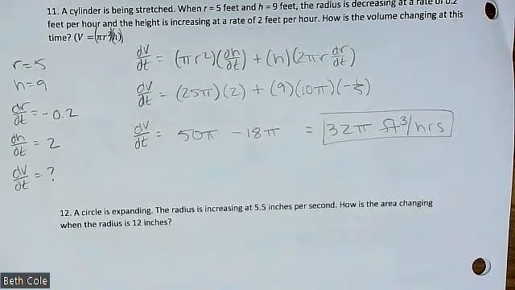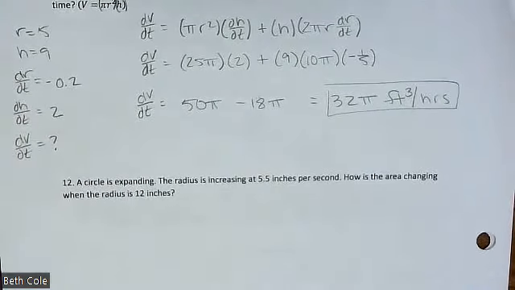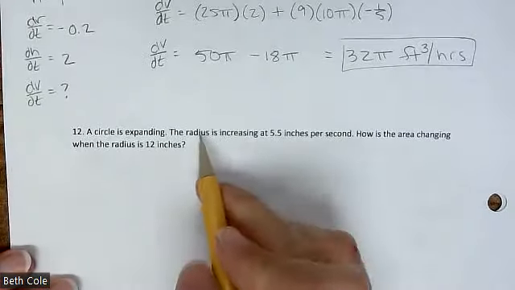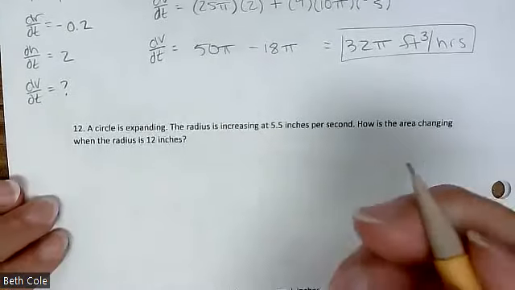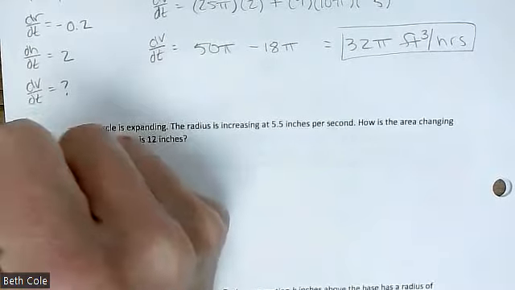All right, 12 and 13 are calculator allowed. I don't think we'll really need it for 12, but they're the two that had the little calculator icon. We're definitely going to need it for 13. All right, a circle is expanding. Imagine paint got spilled, or ripples in water, it's expanding. Radius is increasing 5.5 inches per second. So how will we label that? Yeah, dr dt, and it's positive.